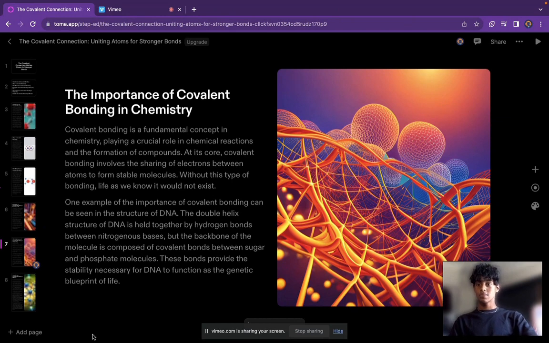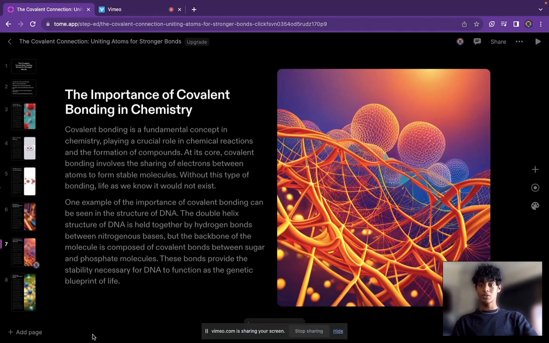Now, what is its importance? Well, covalent bonding is a fundamental concept in chemistry, playing a crucial role in chemical reactions and the formation of compounds. At its core, covalent bonding involves the sharing of electrons between atoms to form stable molecules. Without this type of bonding, life as we know it would not exist.